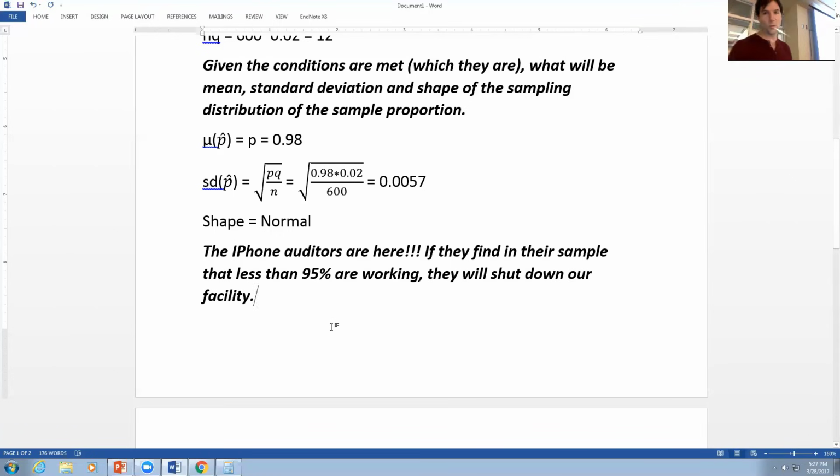5 points extra credit, great question. And what is this 95% though? Because they're going to see if they see that in a sample.